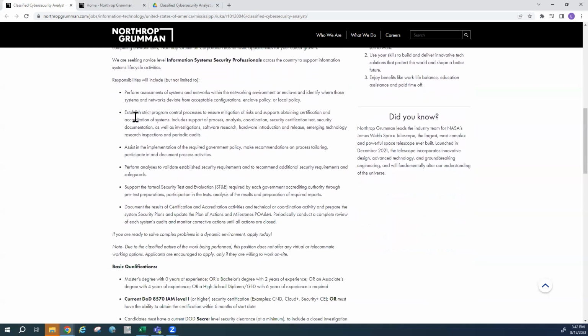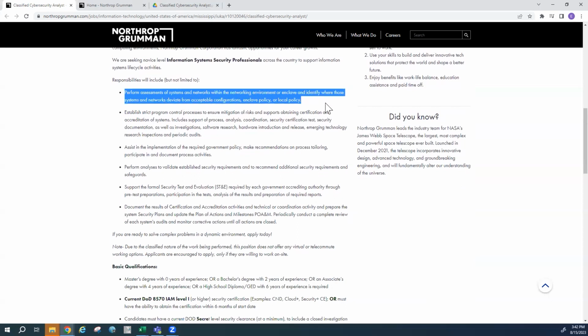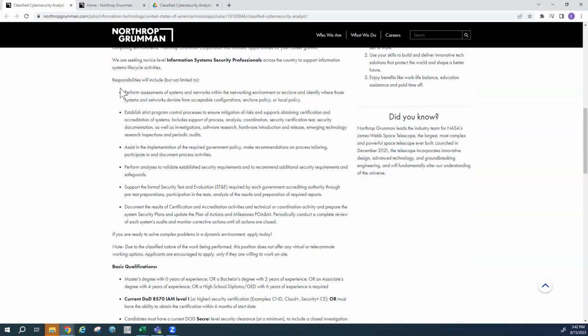Now, let's look at the responsibilities. Perform assessment of system networks. But first thing first, you may want to ask yourself, what are you going to do here? So basically, you're going to check computer systems and networks to see if they follow the correct rules and policy, all right? You'll find where things are not set up correctly and that could be at risk. That is what you're doing here.